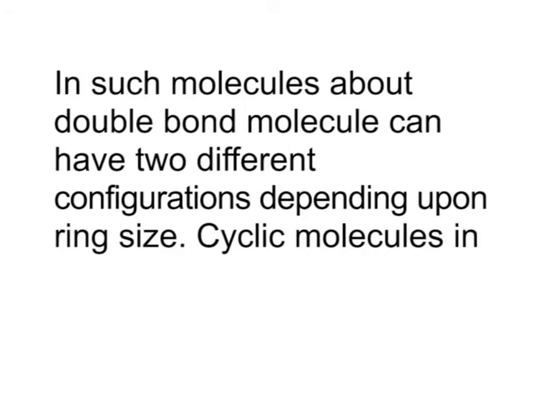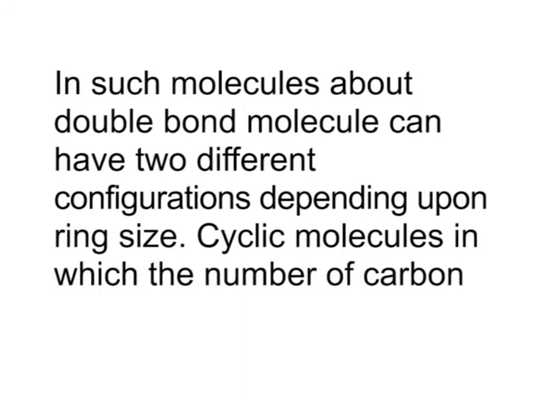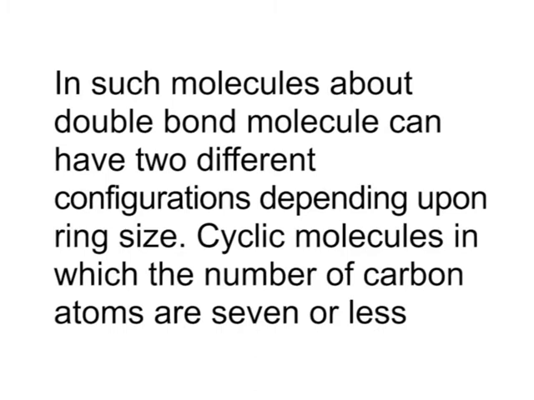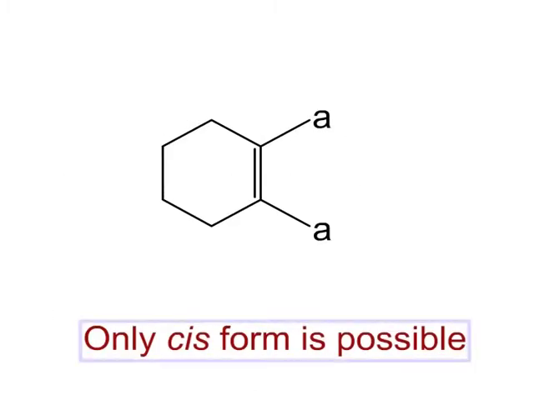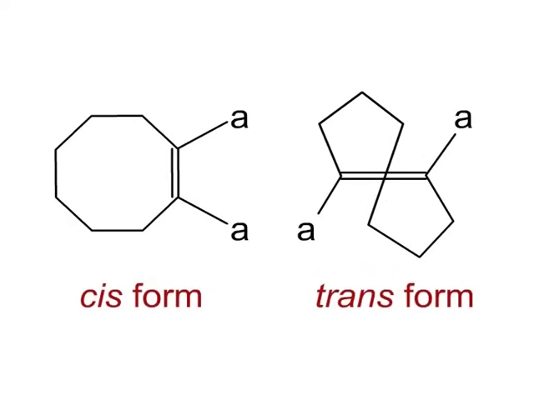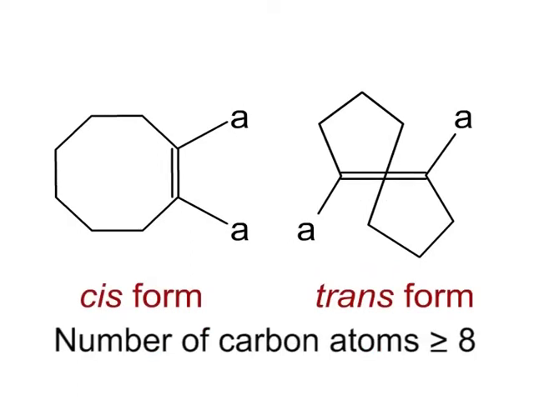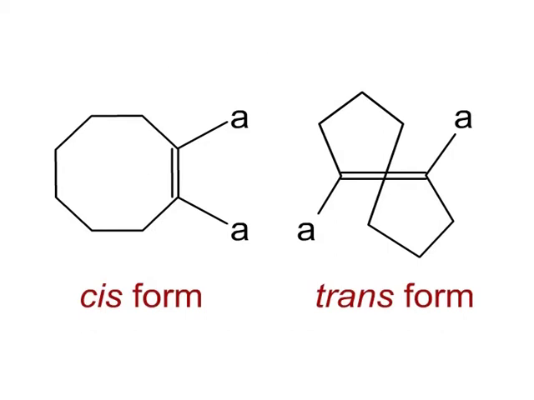size. Cyclic molecules in which the number of carbon atoms is 7 or less, only cis configuration is possible about the double bond. Both cis and trans configurations are possible about the double bond if the ring contains 8 or more carbon atoms. For example, cyclo-octene exists in two different forms.